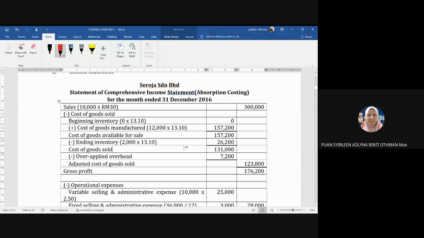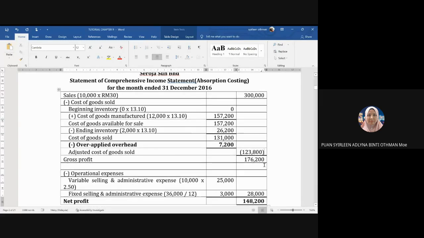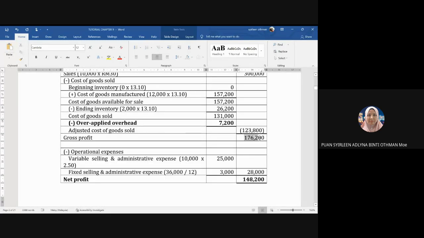Alright, so you dapat cost of goods sold. Okay, lepas tu kita akan minus yang ni. Inilah adjustment kita. Okay, kita akan minus 7,200 which is over applied MOH and you'll get adjusted cost of goods sold 123,800. Okay, so dekat sini your 300,000 kita akan minus 123,800. Kita dapat gross profit of 176,200 ringgit.